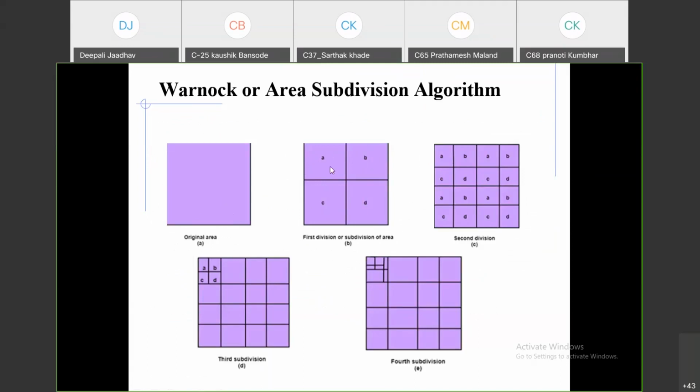So again, these 4 parts are divided into A, B, C, D, and so on, so in this way 16 parts are generated. Again, if required, this first part you can observe here is divided into 4 parts. Again, this first part, if required, is divided into the remaining 4 parts. So in this way, the subdivisions are done. Recursive subdivisions are done as per the requirement.